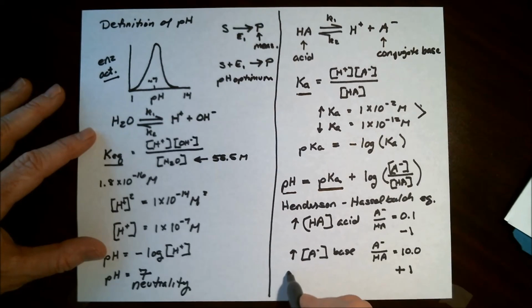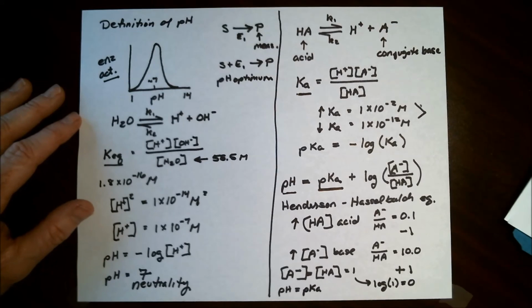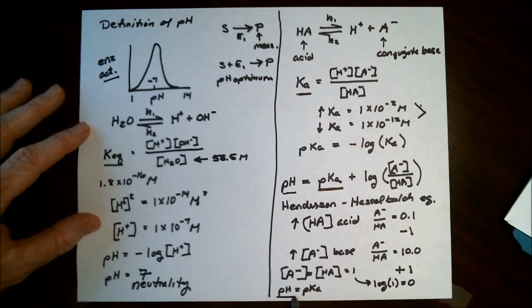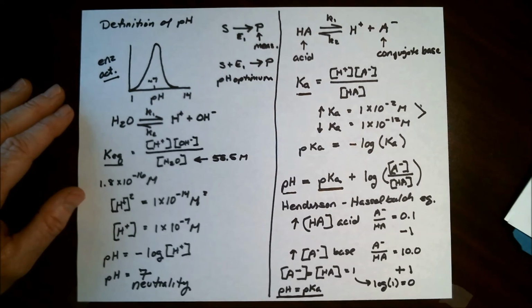When the concentration of conjugate base equals the concentration of acid in solution, this ratio equals 1. The log of 1 equals 0. So this defines the pH being equal to the pKa. And this will become very important when we start talking titrations of buffering chemicals and amino acids.